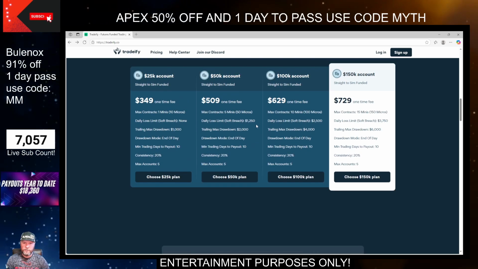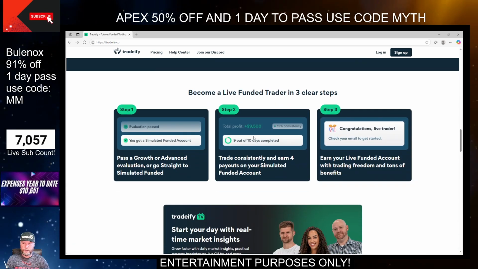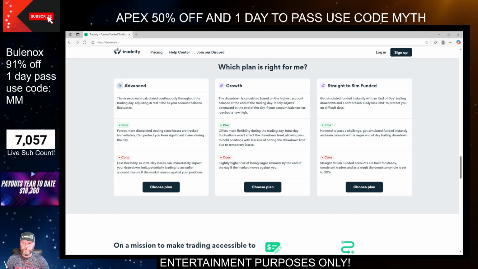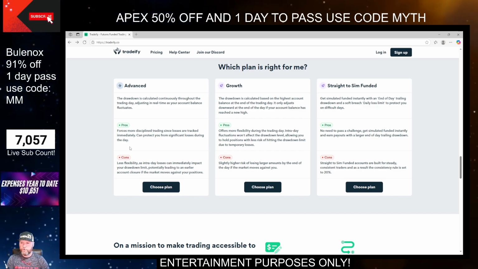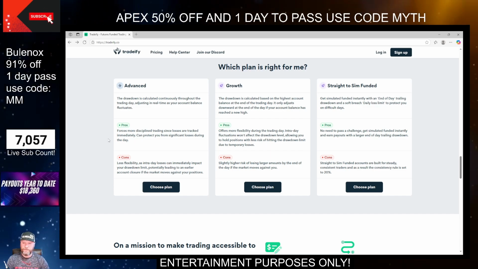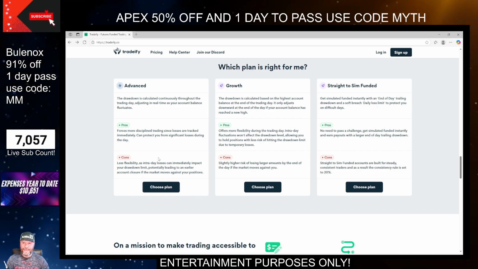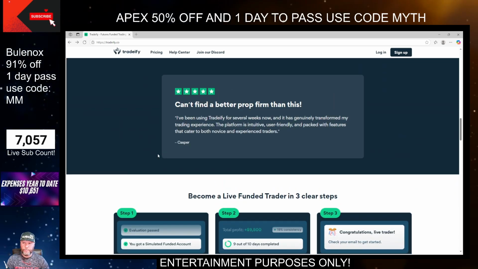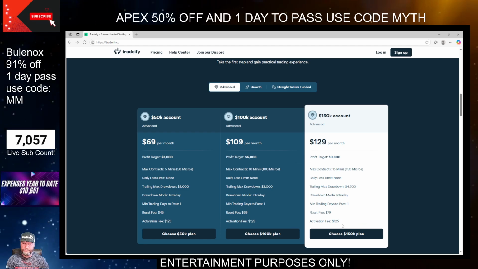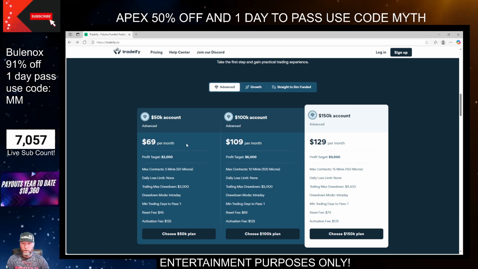So let's scroll down here. These are all the plan options that you can get. You can check these out on your own, but we'll scroll down and go over the differences between the three. Your advanced is your more traditional. It says the pros: forces more disciplined trading since losses are tracked immediately, and can protect you from significant losses during the day. So it's an intraday trailing drawdown, and it does have an activation fee. If we scroll back up, we can see the advanced accounts have a $125 activation fee. However, the reset fee and the cost up front with the 35% off are lower.